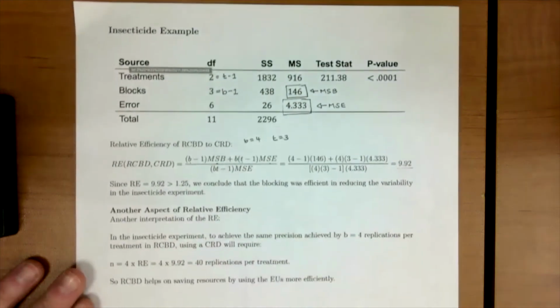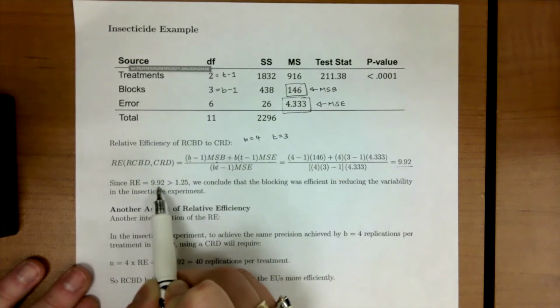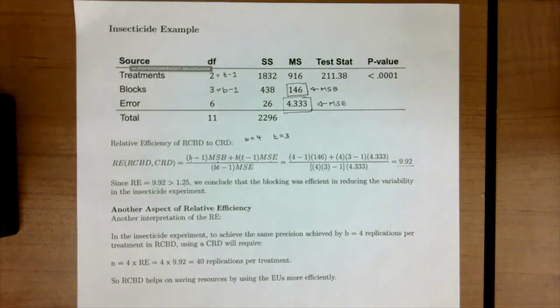So since our relative efficiency is roughly 9, is greater than 1, we can conclude that our block was efficient in reducing the variability in the insecticide experiment. And if we go back to our insecticide experiment, remember we had plot 1 near a goat, we had plot 4 near some trees, we had plot 3 getting some drainage off of plot 2. And so it makes sense that our blocking was a smart and useful idea in that experiment.